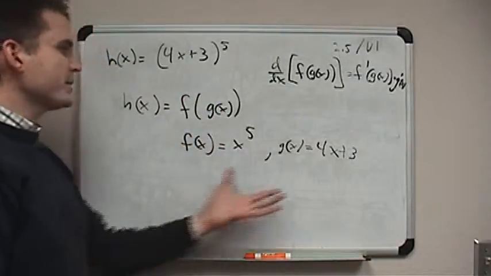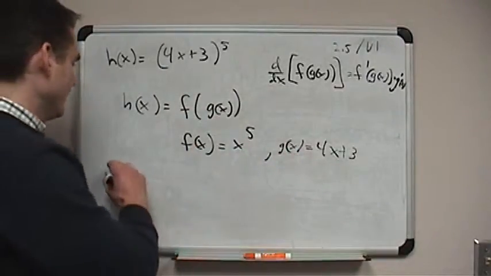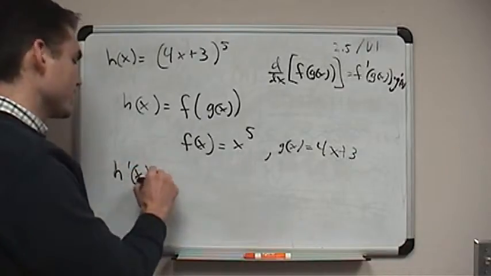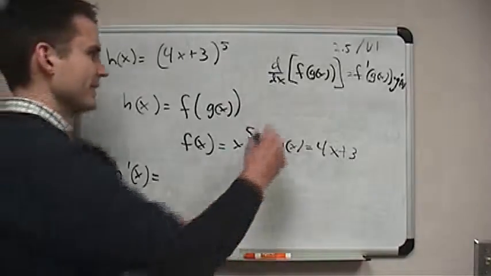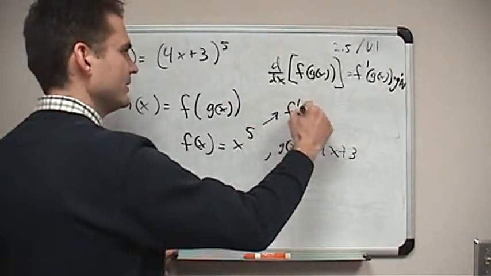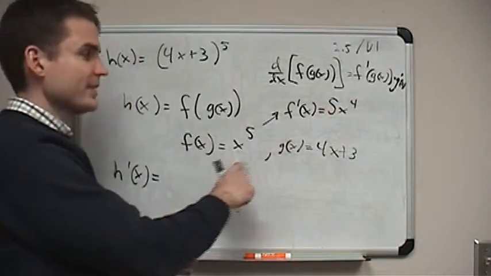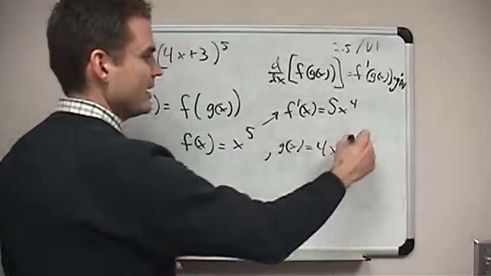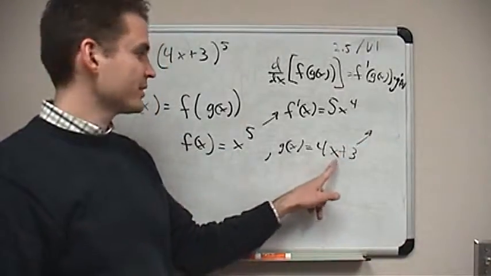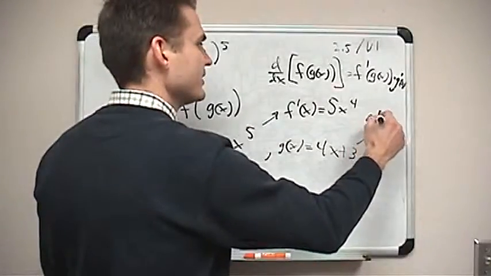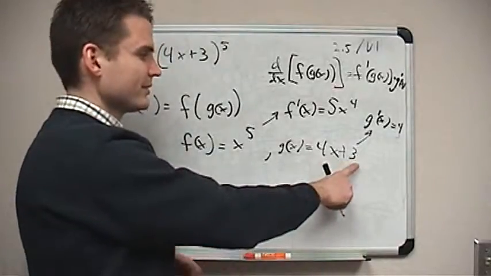Once you can write a more complicated function as two simpler ones composed together, we know how to take the derivative. It's very easy. The chain rule just says take the derivative of the outside function. Well, what is the derivative of the outside function? It's going to be 5x to the fourth. f of x is x to the fifth, and its derivative is 5x to the fourth. We also need the derivative of the inside function. g of x, the inside function, is 4x plus 3, so its derivative is just going to be 4. The derivative of 4x is 4, and the derivative of 3 is 0.